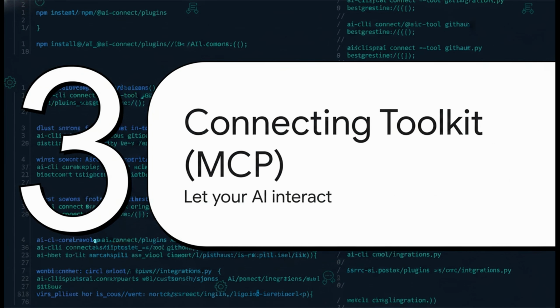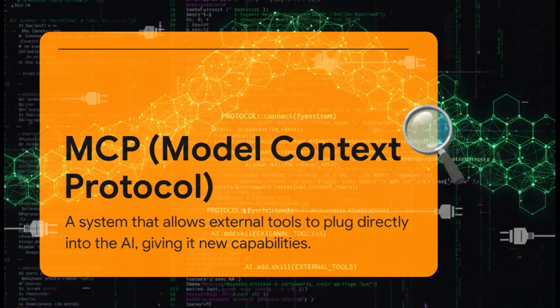All right, let's move on to section 3, connecting your toolkit. This is where things get really interesting. We're going to plug the AI into the rest of your world, turning it from just a chatbot into an active helper that can actually interact with your other dev tools. This is all possible because of something called MCP, which stands for Model Context Protocol.